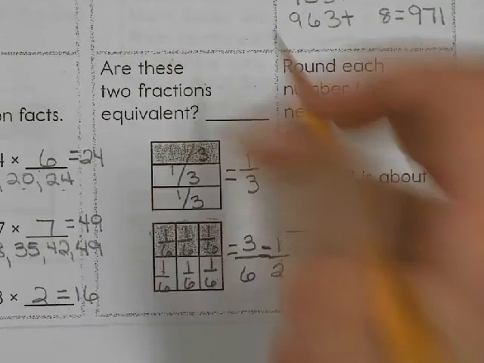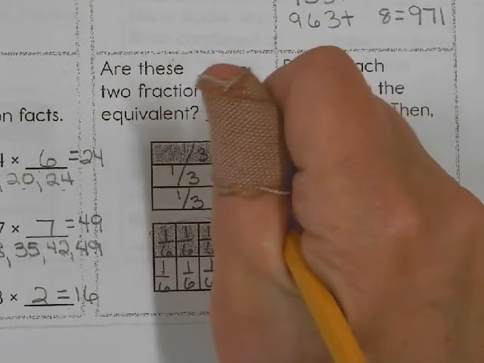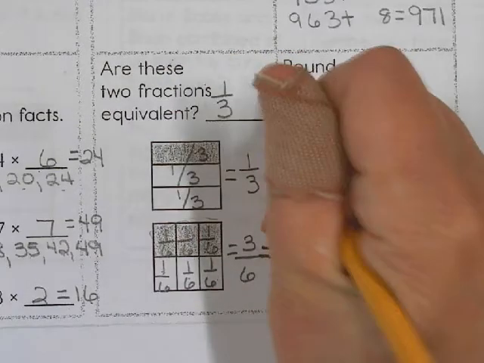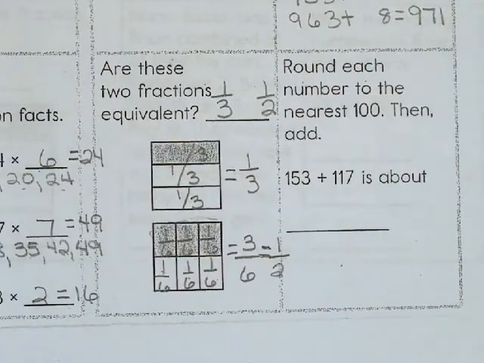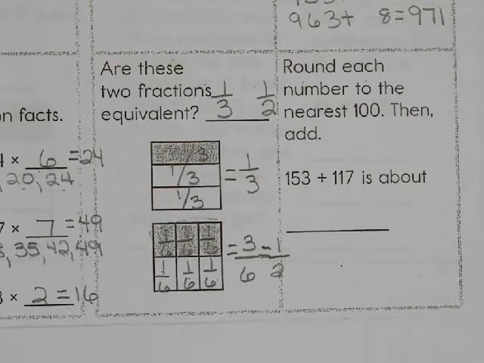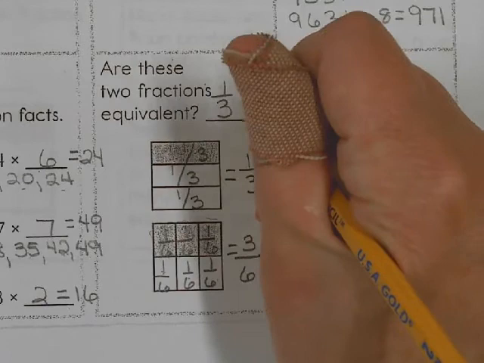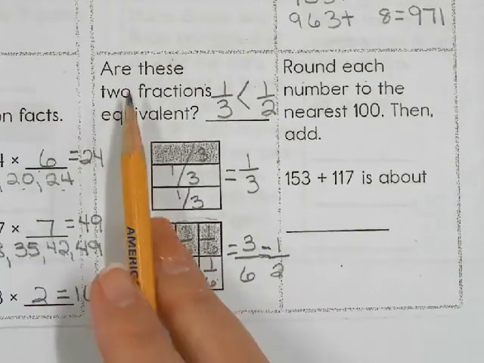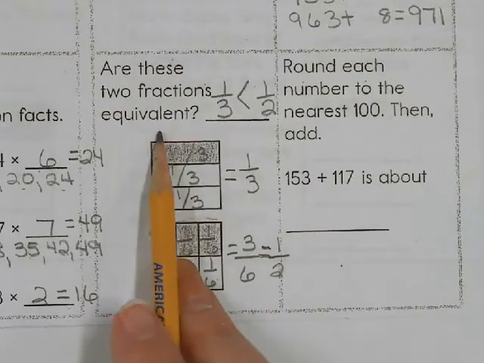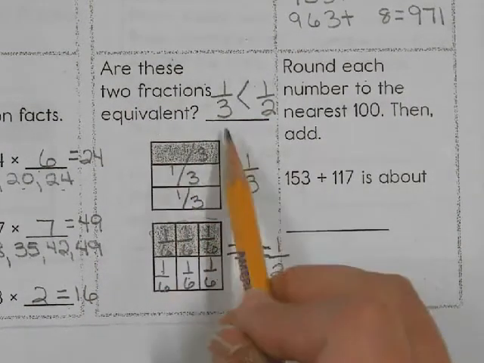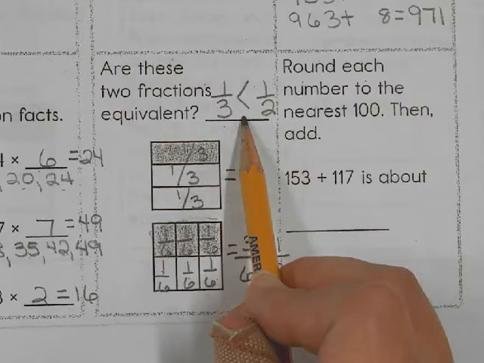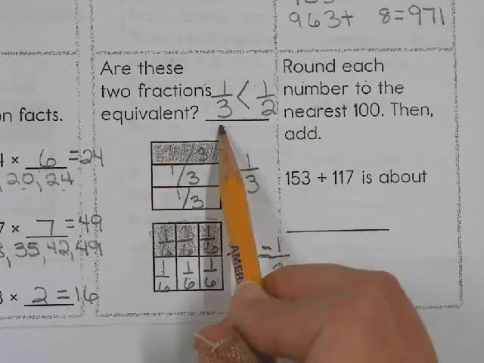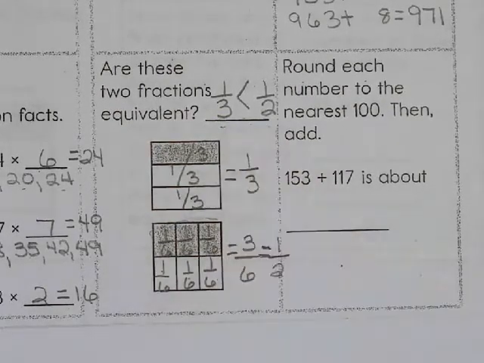So when we compare these, we can compare 1/3 and 1/2. Well, we understand that thirds are smaller unit parts than one of our half pieces. So we could say that 1/3 is less than a half. So our question asks us, are these two fractions equivalent? No, they are not, because we can use a less than, greater than, or equal symbol to compare these, and we know that 1/3 is less than a half.